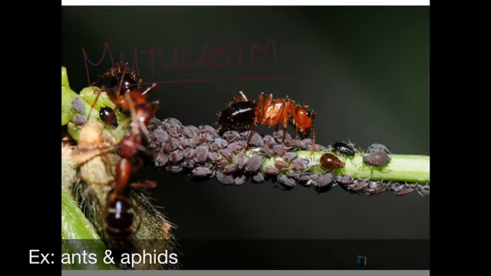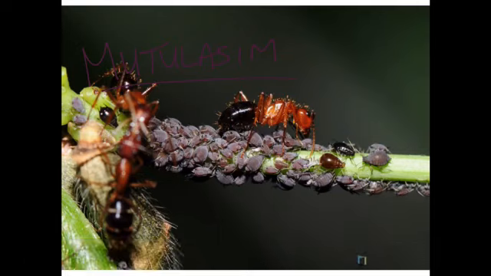So ants and aphids are another example. Aphids eat a lot of plant juice, and it pretty much just passes through them, so the ants follow behind to eat it. And to the ants, this is a great, nutritious meal, and the aphids are also going to get protection from the ants, who are going to drive off any potential aphid predators.